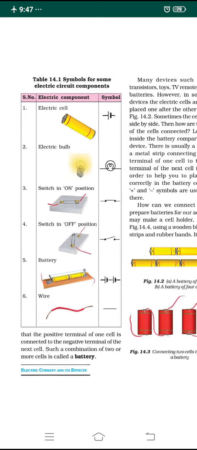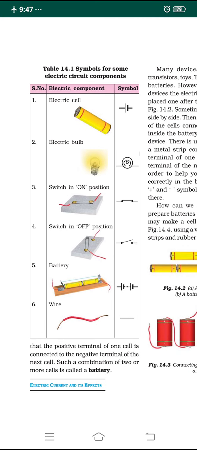Now, very important, look at figure 14.1, the symbols and the electrical components. See, electrical component on one side, the symbols on the other. For an electric cell, what is the symbol? One longer line and one shorter line, two parallel lines. This is the representation of the electric cell. For an electric bulb, look at the diagram on the right side, the symbol is like this. You cannot draw a bulb as it is every time, so this symbol is used.